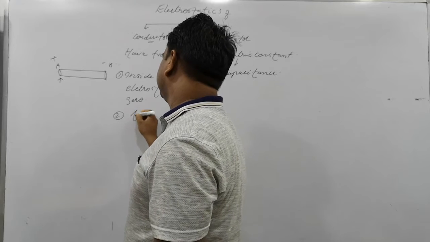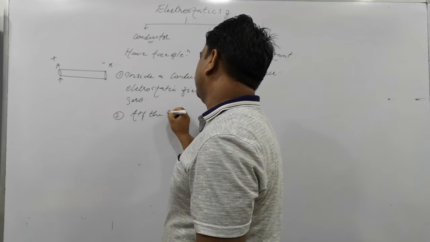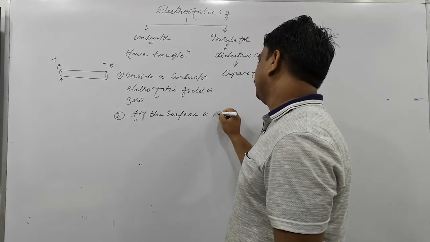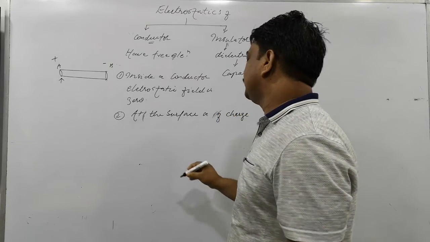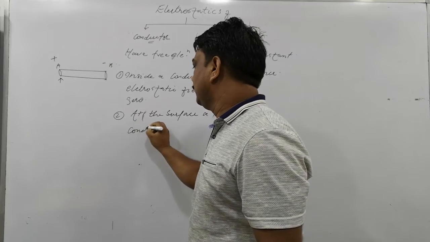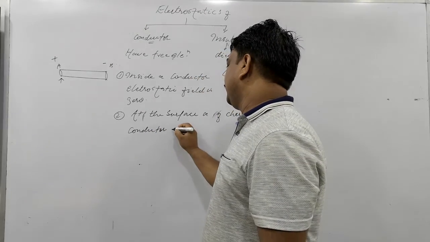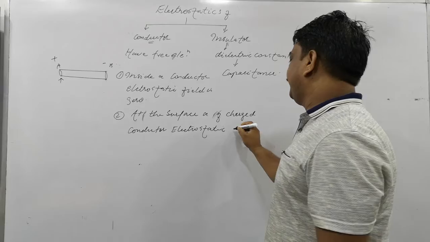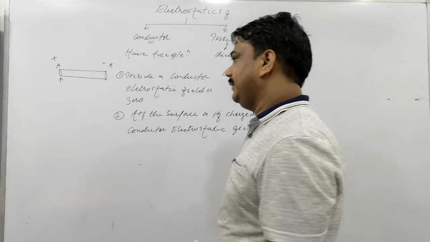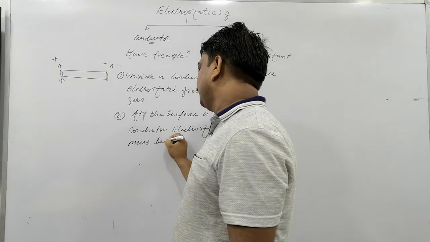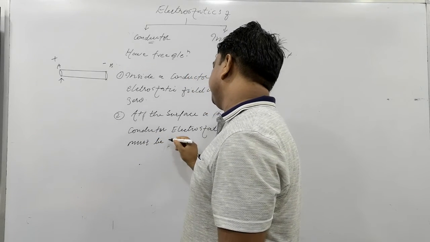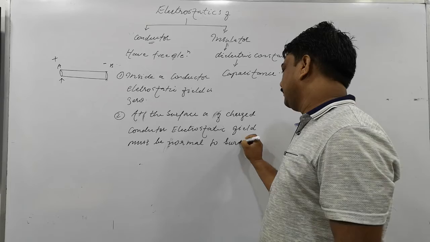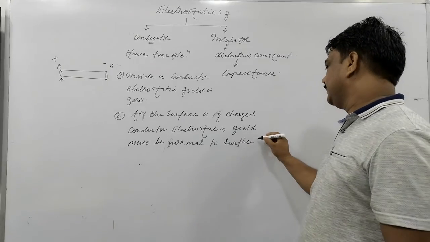At the surface of a charged conductor, the electrostatic field must be normal to the surface at every point.